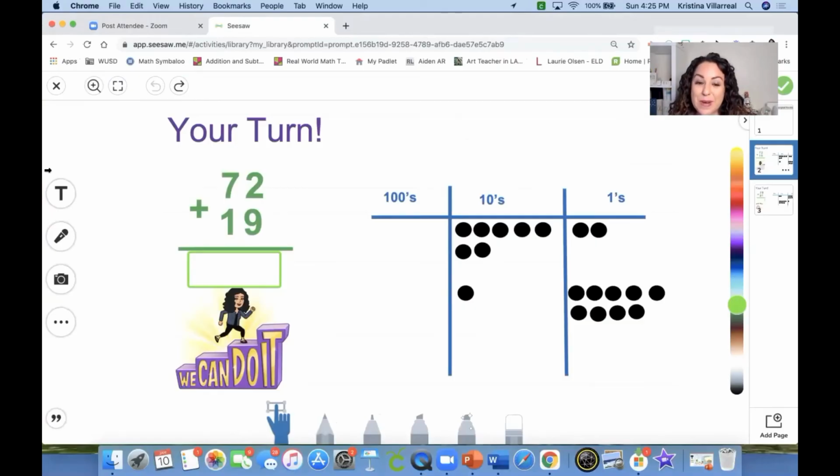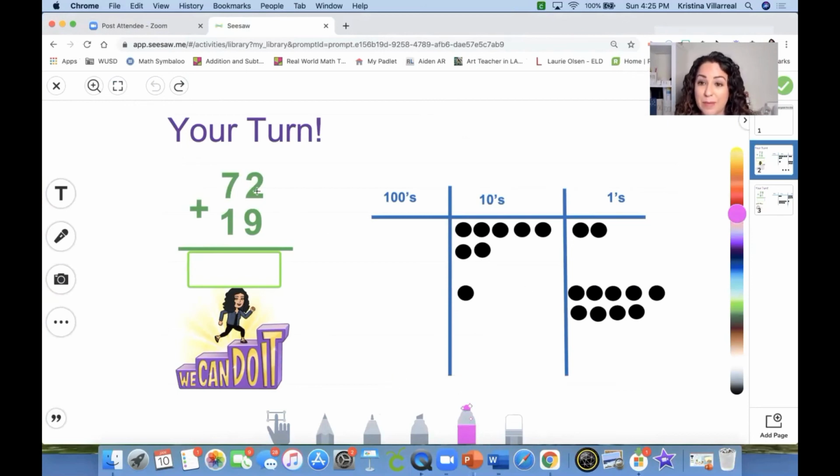Okay, this is what our problems look like in Seesaw today. Your first one is 72 plus 19. So what I want you to do is I want you to use your Seesaw tools here. You can use the pen or the pencil. I like to use the magic pen. And remember to click on the smallest setting because that's the easiest one to use.